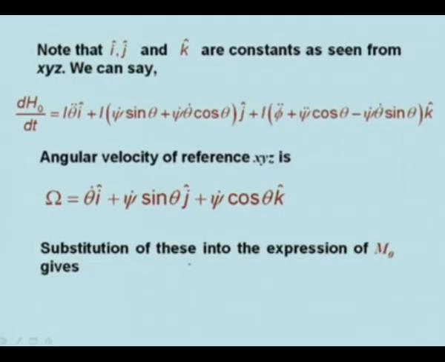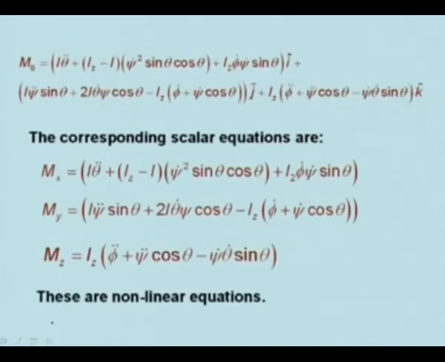Now substitution of these into the expression for moment M0 gives M0 equal to (I theta double dot plus (Iz minus I) psi dot square sin theta cos theta plus Iz phi dot psi dot sin theta) i plus (I psi double dot sin theta plus 2I theta dot psi dot cos theta minus Iz (phi dot plus psi dot cos theta) theta dot) j plus Iz (phi double dot plus psi double dot cos theta minus psi dot theta dot sin theta) k.